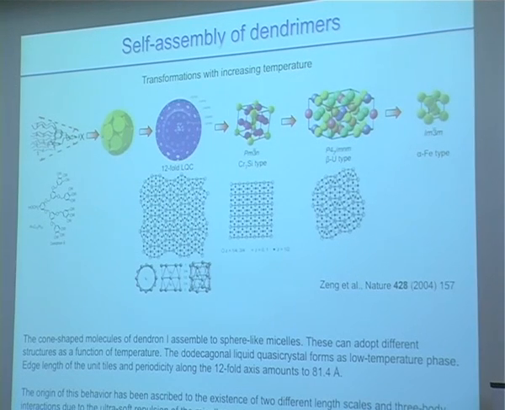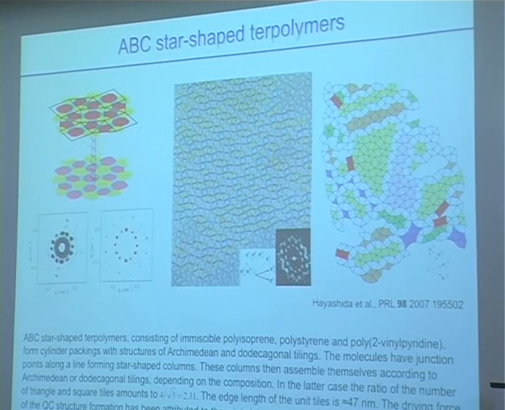And Ron Lifshitz explains this behavior by the existence of two different length scales and three-body interactions. Yeah? So the different length scales are, you have very soft repulsion between the outer parts of the micelles, and if you have too close contacts, you have a strong repulsion. This has been observed then also in polymers. So if you have three immiscible polymers, as shown here, polyisoprene, polystyrene, and polyvinylpyridine, then you also form quasicrystals with 12-fold symmetry. And this has been explained by minimization of the contact area between these different polymers. So for non-metallic quasicrystals, 12-fold symmetry is the symmetry of choice.